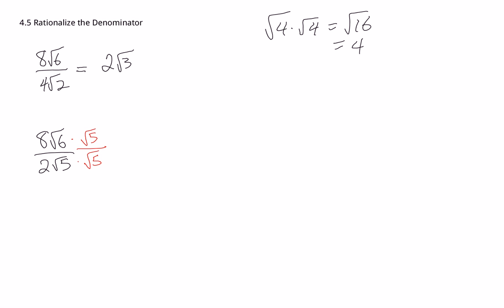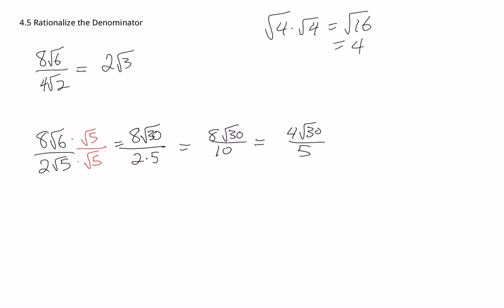So if we multiply both of these out, you'd have 8 times 1. Root 6 times root 5 would be root 30. And then on the bottom, we'd have 2 times 1. And root 5 times root 5 is root 25, or just a regular 5. So now when we do this, we'd simplify it. We'd have 8 root 30 over 10. Square root of 30 doesn't break down, so we just leave it the way it is. And 8 divided by 10, we can actually reduce that as a fraction to 4 over 5. So we'd have 4 root 30 over 5.